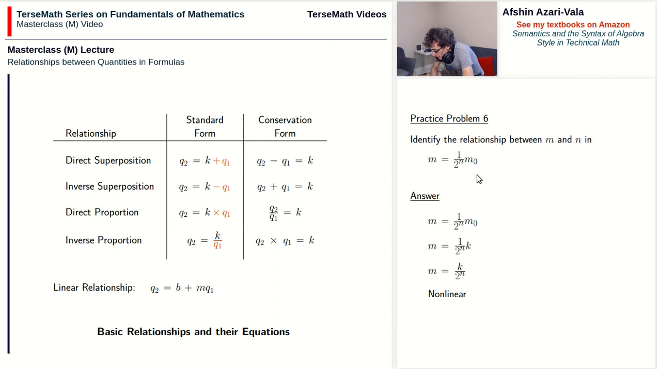You should be able to say that if n is an exponent, or if n is a base, in all these cases the relationship is nonlinear. You also notice that it does not make sense to say that a formula is linear or nonlinear or direct proportion or any of these, because the relationship depends on which two quantities you're trying to relate. In this formula, as we saw in problem number 5, the relationship between m and m0 is direct proportion. The relationship between m and n is nonlinear.